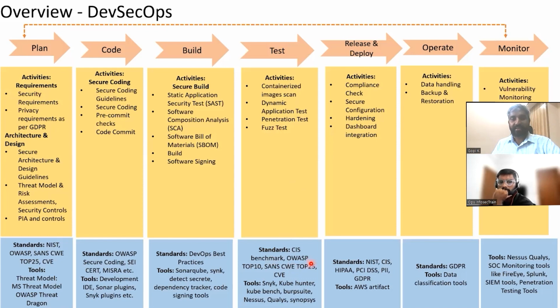And again, on the standards, we have the CIS benchmark, OWASP Top 10, SANS, CWE. Based on these guidelines only, we will do the test activities, right? Then the tools: Snyk, KubeHunter, KubeBench, KubeAudit, if it is a Kubernetes-based environment. Then again, Burp Suite, Nessus, Qualys, Synopsys. So multiple tools are there to achieve these activities. The required tools we can implement and execute the testing activities.